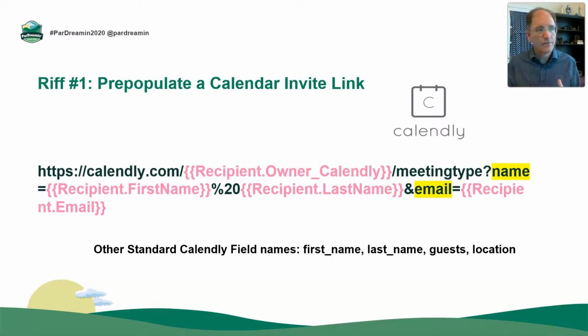Now, you can get very clever with this. You can create different field names in Calendly as well. These are the standard ones, though: first underscore name, last underscore name, guest and location, as well as name and email. Those are the standard ones in Calendly, but you can create options, and Calendly does have some documentation on how this works to parameterize a calendar invitation link.